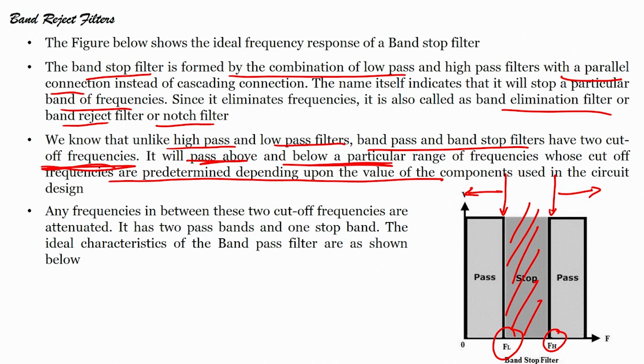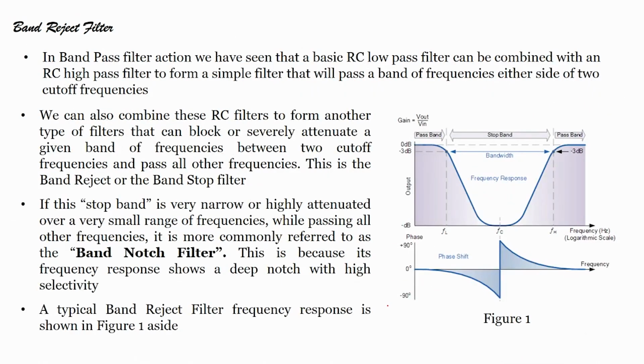Any frequency between these 2 cutoff frequencies is attenuated, that means it is stopped. It has 2 pass bands and 1 stop band. The ideal characteristics of the band pass filter are shown below. So it is actually not band pass but band reject filter that is shown in this particular figure. So in the band reject filter, in the band pass filter, what have we seen?